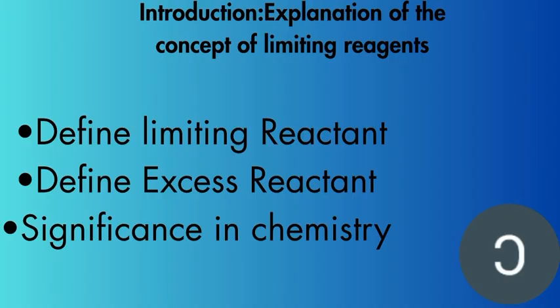Limiting reactant is the reactant that is completely consumed first in a chemical reaction. It determines the maximum amount of product that can be formed. Excess reactant is the reactant that is not completely used up. Some amount will remain after the reaction stops.